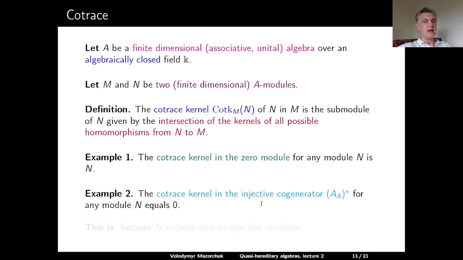Example 2. If we take as M the injective cogenerator of A-mod, then for any module N, the cotrace kernel in the injective cogenerator will be 0, and that's because N embeds into its injective envelope. So for any simple subquotient of N, we can find a homomorphism into an injective module which is non-zero on that simple subquotient. And so the intersection of all kernels will be 0.